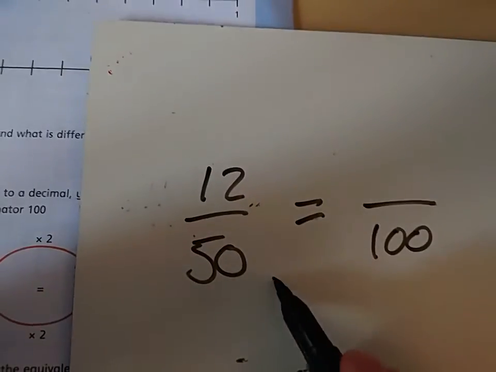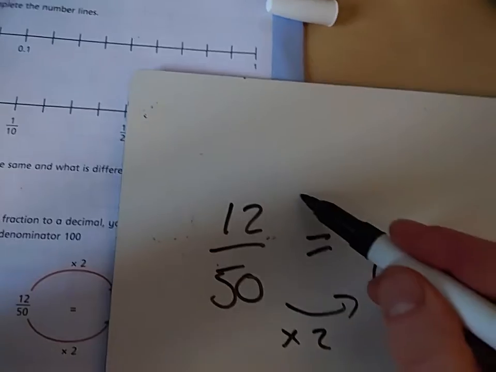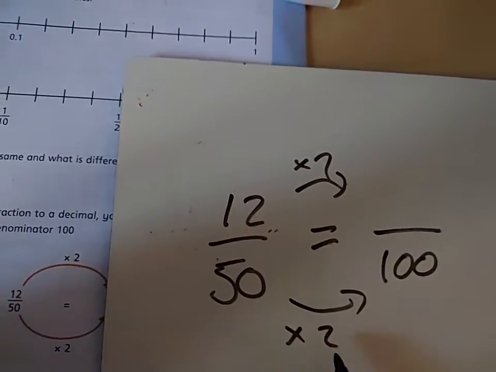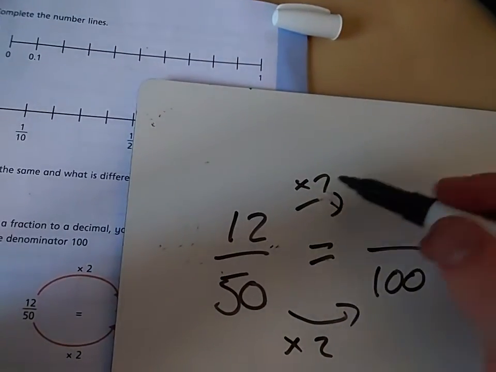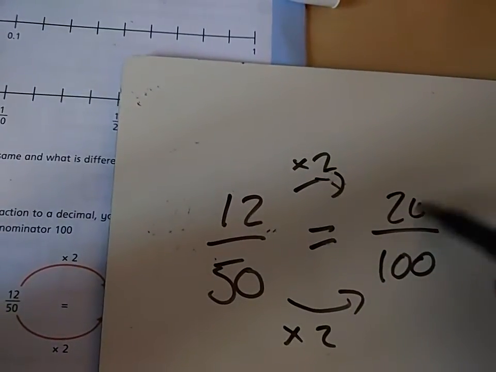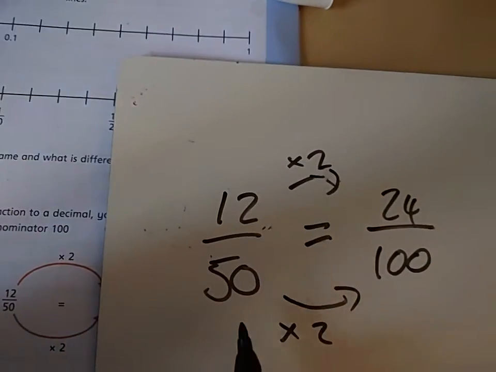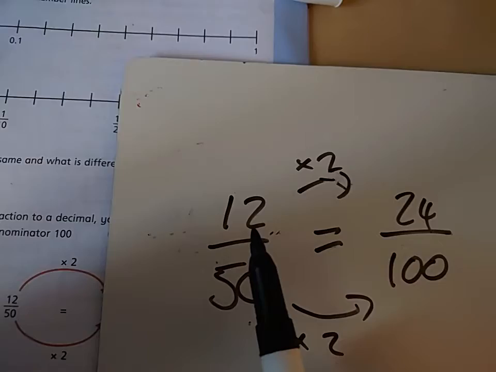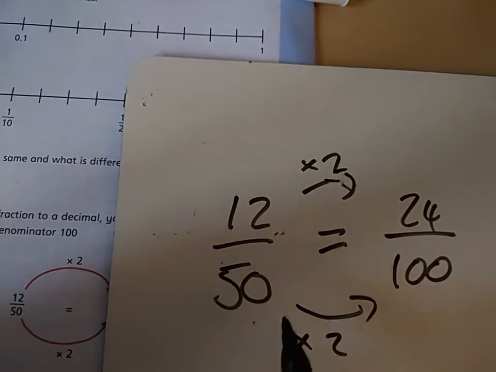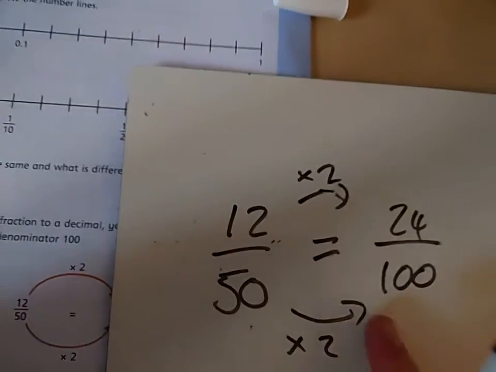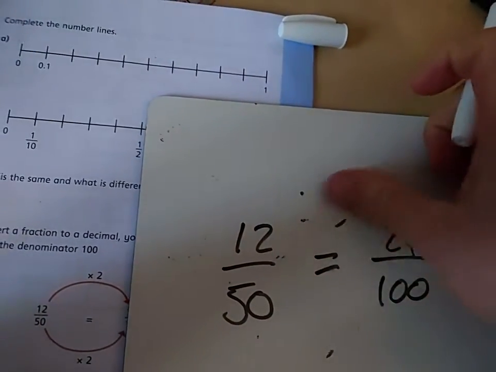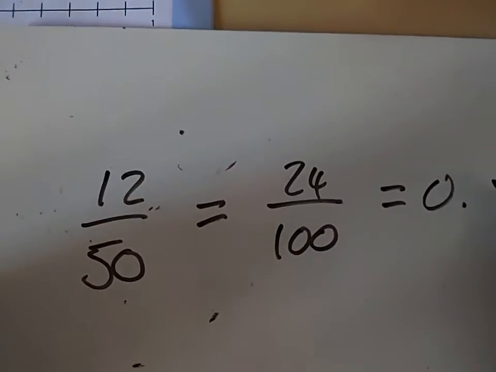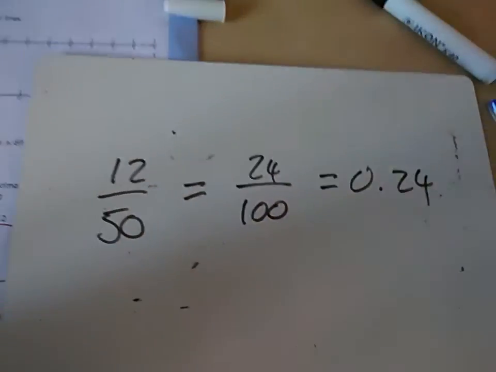Well, 12 out of 50, I can't easily change that into a decimal, but I can easily change it into out of 100, because remember, I can easily turn 50 into 100 by timesing it by 2, and if I times the bottom number by 2, I just need to do the same with the top number here. That's 24. 12 out of 50 is exactly the same as 24 over 100, it's just written differently. It's exactly the same amount though. And now, okay, 100, I know that's 2 decimal places. I know then that that is going to be 0.24. Easy, right.